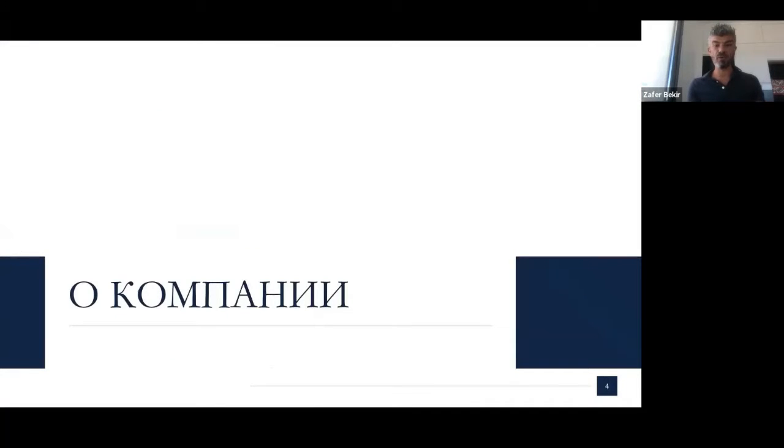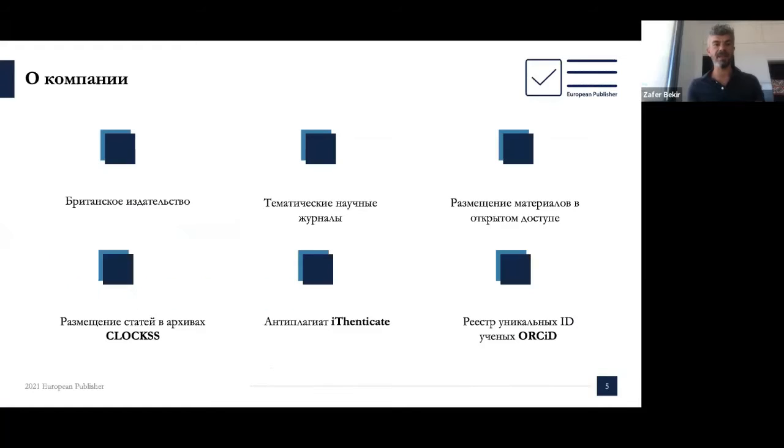And who we are, about the company. First of all, we are a UK-based publishing house. We are publishing special interest volumes. We have open access content. We are included in the CLOCKSS archives. Authenticate plagiarism checking software is the program that we are using. And we are the first publishing house who implemented the ORCID to the conference proceedings.